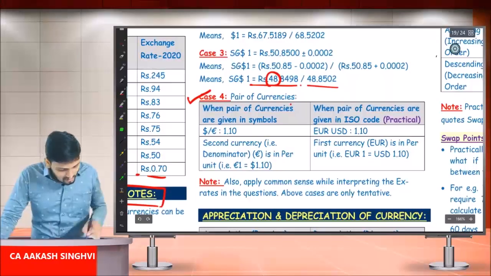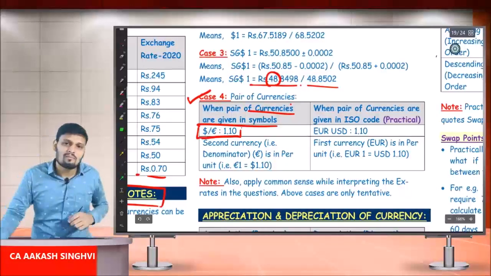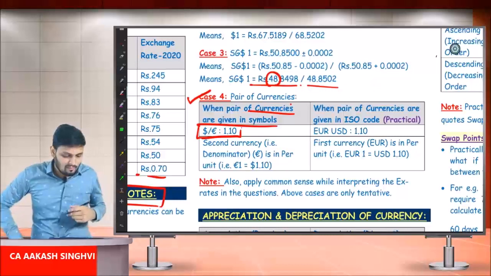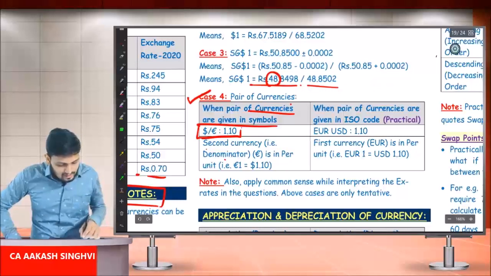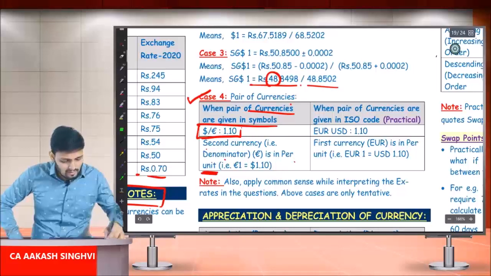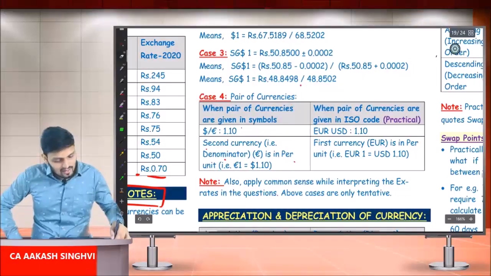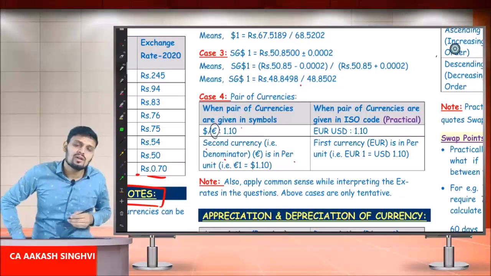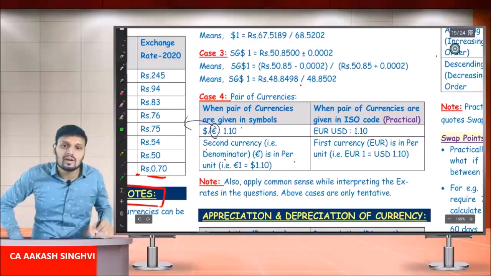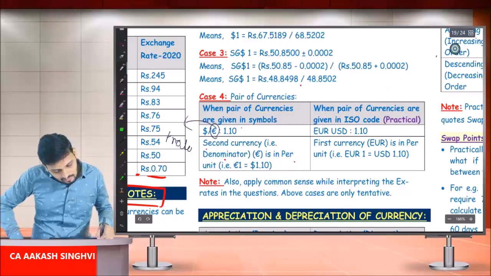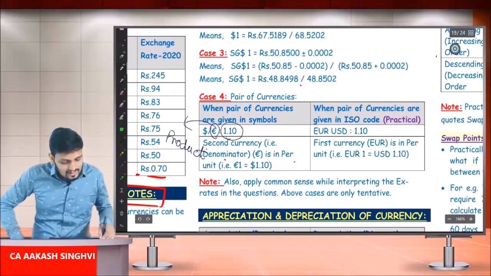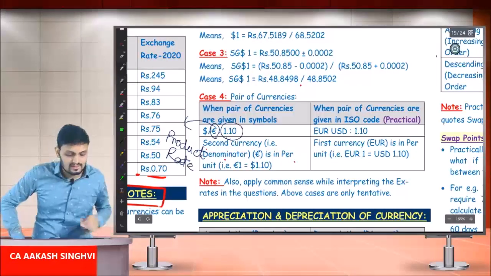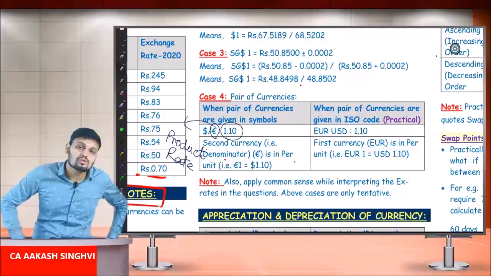Pair of currencies. When pairs of currencies are given in symbols, dollar per euro 1.10. So they have given dollar per euro 1.10. The second currency, that is the denominator, is per unit. I have already explained this, but let us understand it again with this example. So here they have given the quotation in the form of symbols. Whatever is the denominator, this is the product. That is, 1.10 is the rate of which currency? Sir, 1.10 is the rate of euros, not dollars.